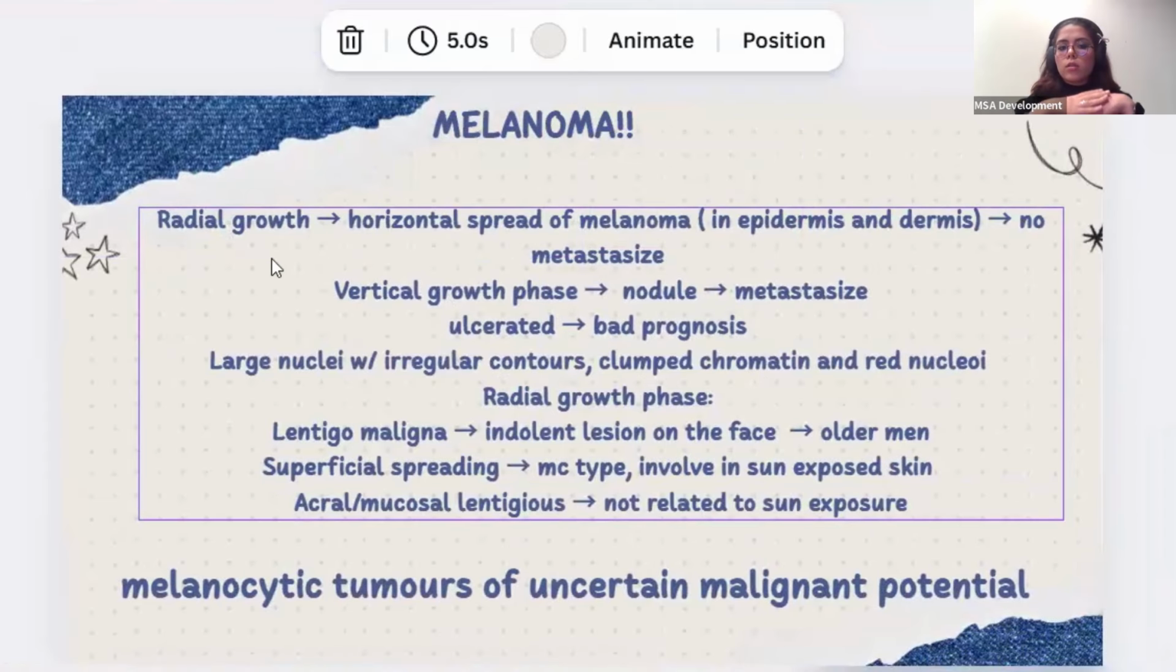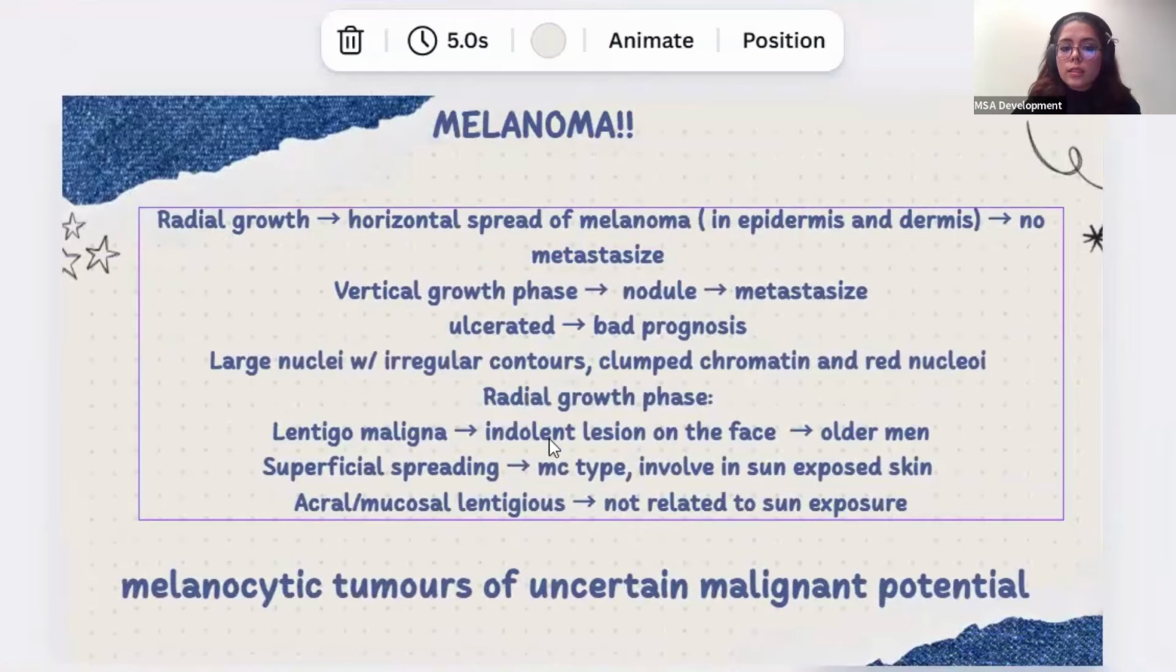This is kind of a summary without the picture. Radial growth is horizontal spread. There's no metastasis. Vertical growth, it's going down. You would have nodular, and it does metastasize. If it's ulcerated, that's a bad prognosis.